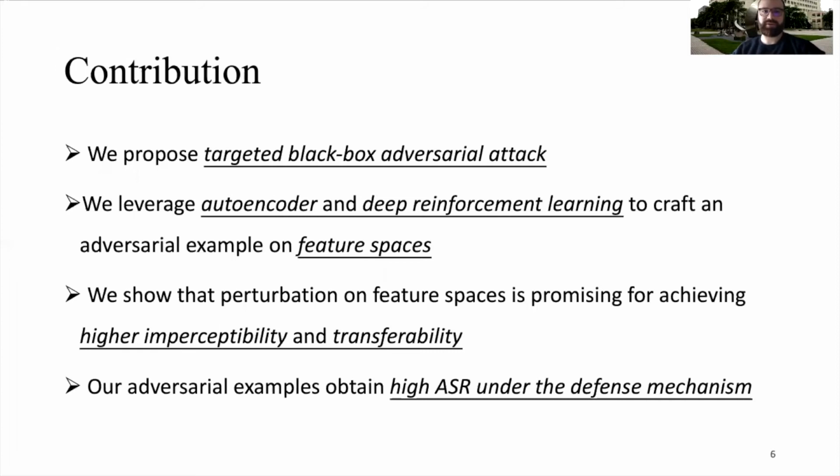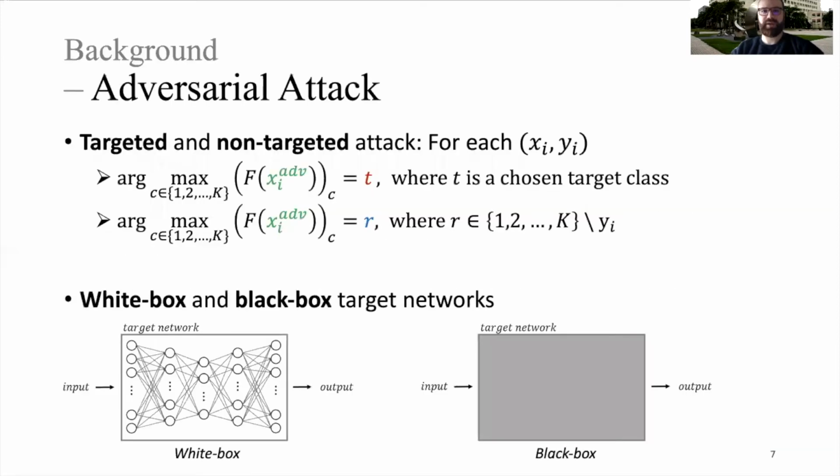So these are our contributions. We propose a targeted black box adversarial attack. We use an autoencoder and deep reinforcement learning to create these adversarial examples on the feature space, not on the pixel space. And then we show that by perturbing the feature space, we can achieve very high imperceptibility and transferability rates. We also show that the adversarial examples that we have obtained can mitigate sanitization techniques such as MagNet.